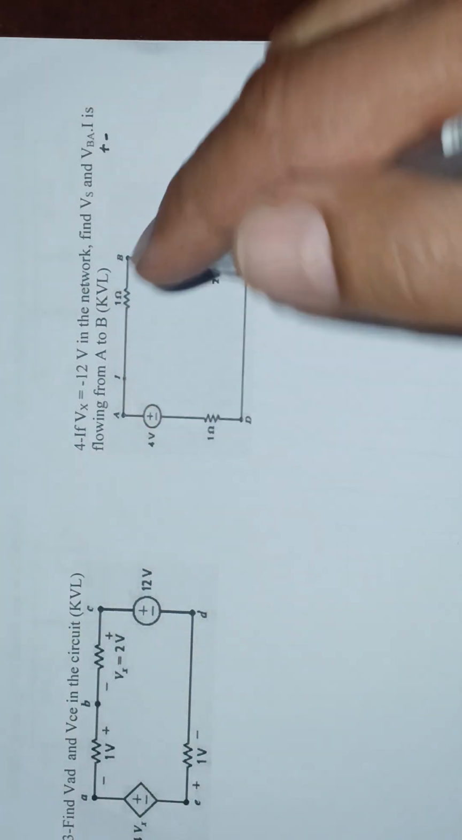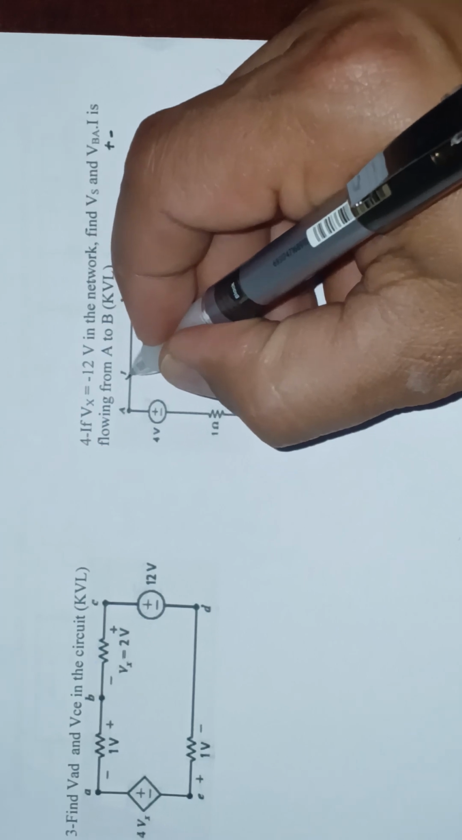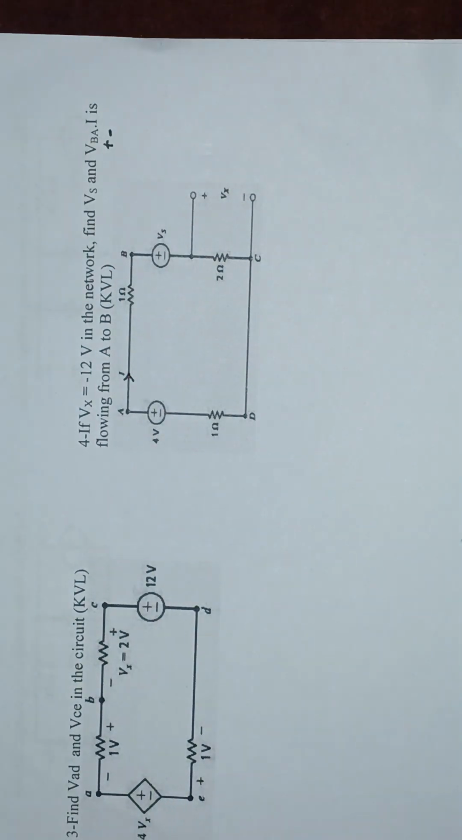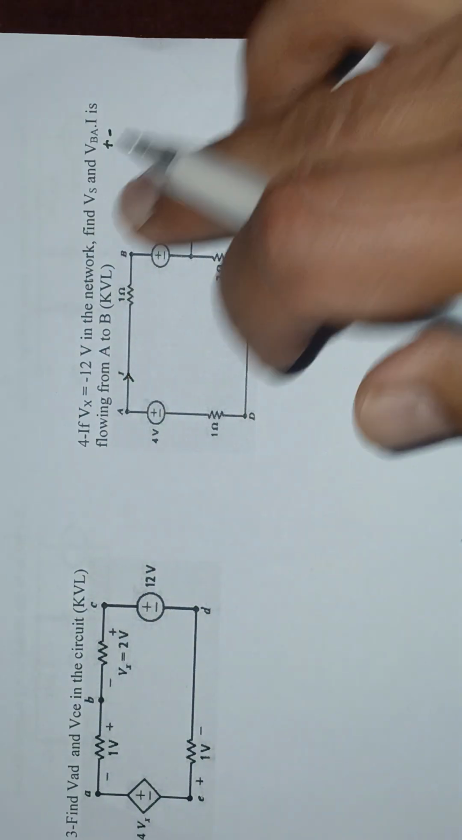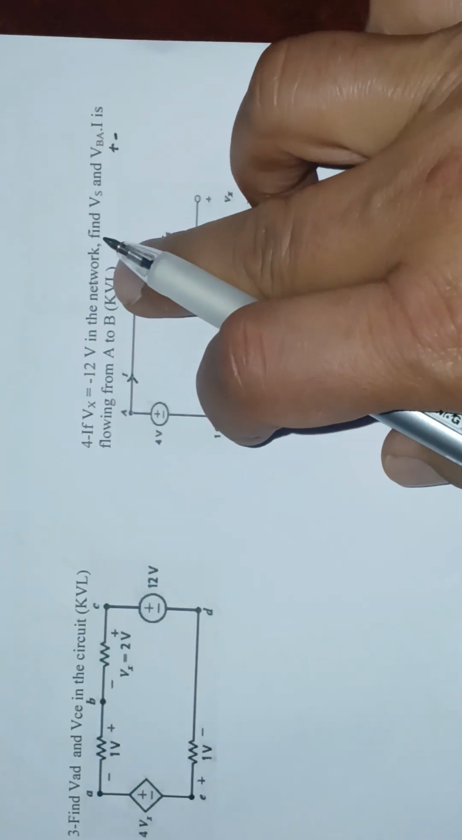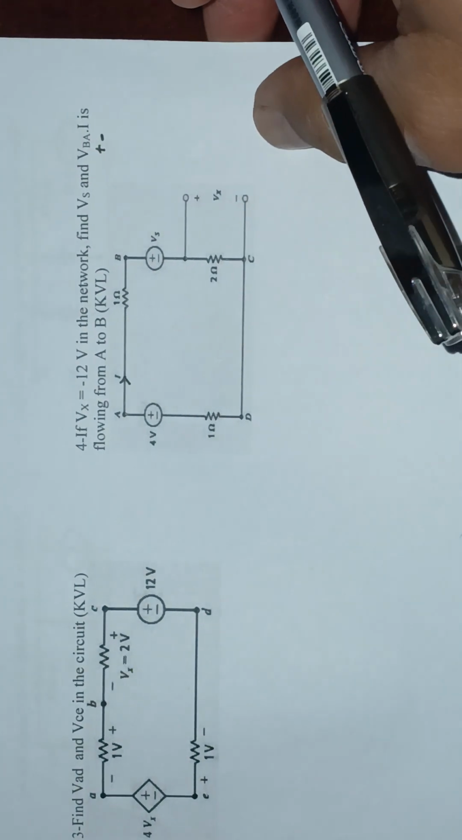I is flowing from A to B. It is already mentioned, so I'll just highlight it. So the hint given is to use KVL. So I'll use KVL.